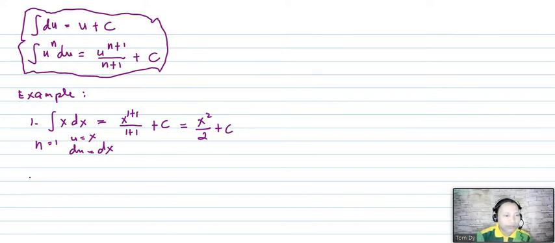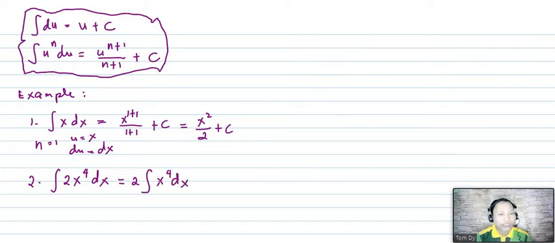Another example we have here, I will write a number. Let's say the integral of 2x to the 4th dx. Now, our u here is x. Of course, the number 2, we write 2 times the integral of x to the 4th dx. For this case, our u equals x. The derivative of x equals dx. So we have here u^(n+1). We will follow this formula.